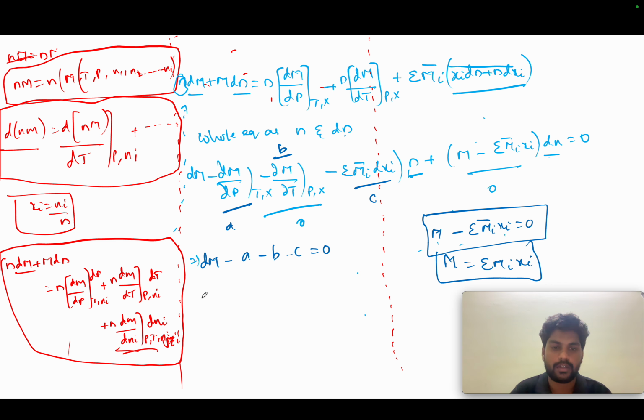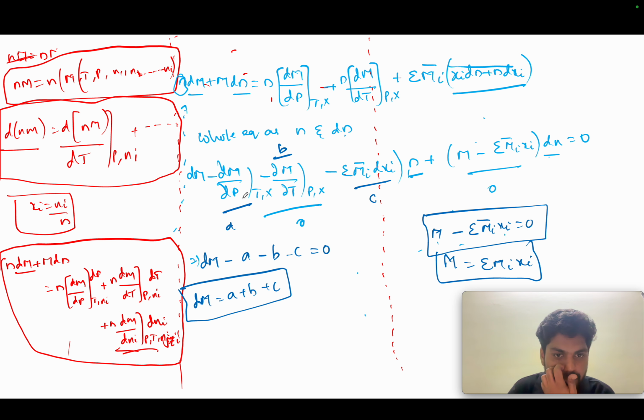Okay, for the shortcut I have written a plus b plus c. You know that, right? A is what, b is what. It's at constant T comma p comma x, and this is the d sigma 1. Okay, so now I will take this equation.